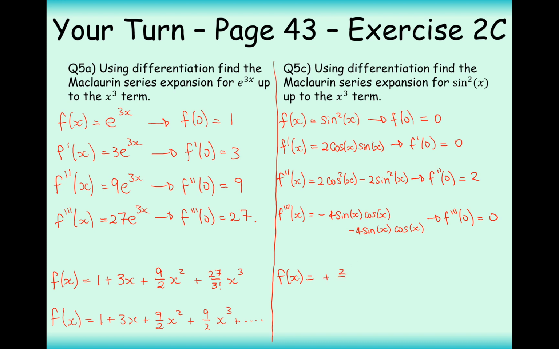So the answer for this question, f of x equals, it's going to be 0 plus 0x plus 2 over 2 x squared, and then plus 0. So actually the Maclaurin series expansion for sine squared x is just going to be x squared, up to the x cubed term. So there we are, that's the answer for this question.